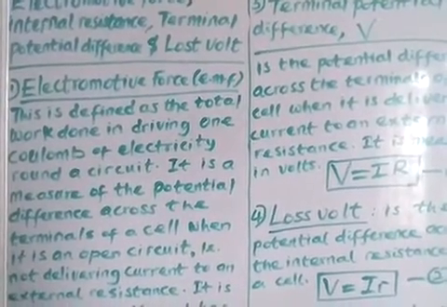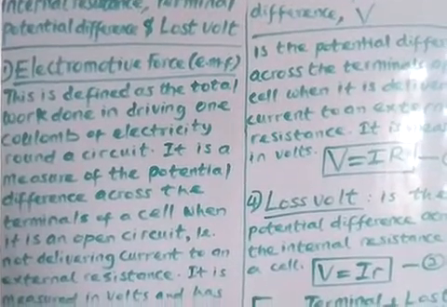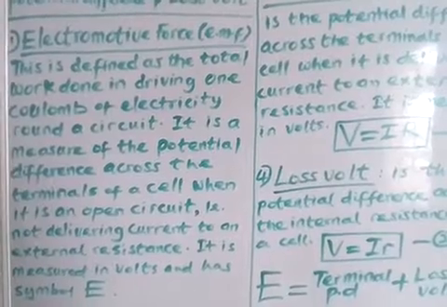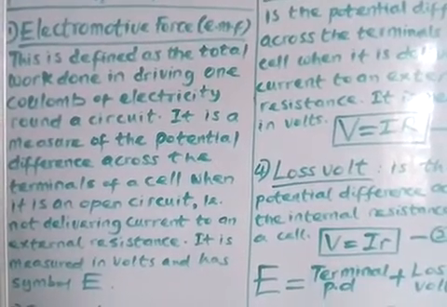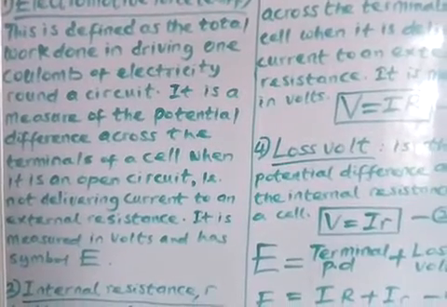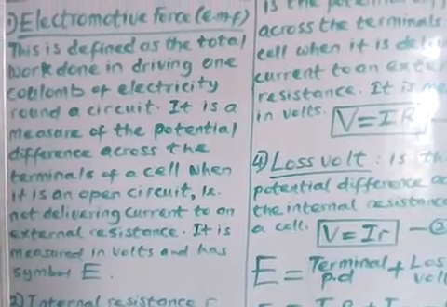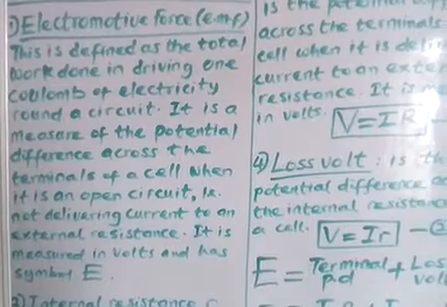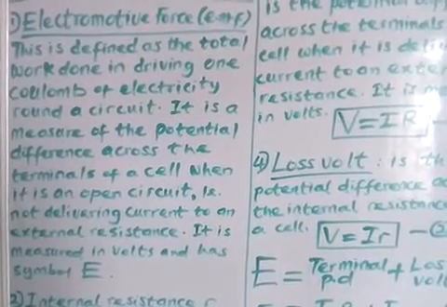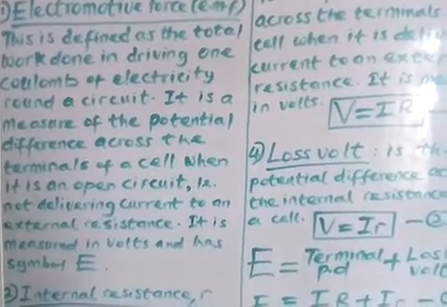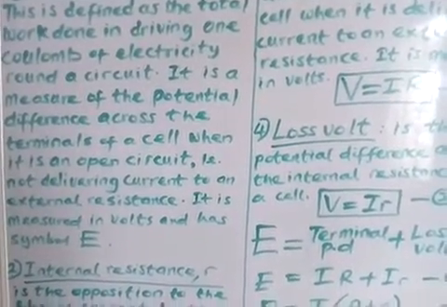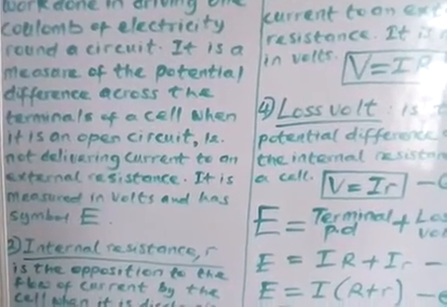It is a measure of the potential difference across the terminals of a cell when it is an open circuit. An open circuit means when it is not delivering current to an external resistance. It is measured in volts and has the symbol E. So we are saying electromotive force is the PD when the cell is not delivering current to an external resistance. The symbol is E.